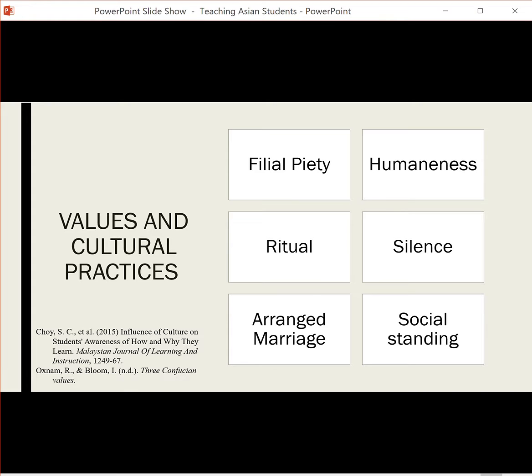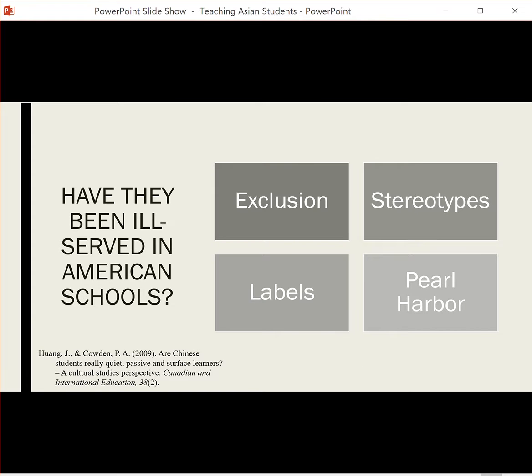Social standing. So that's the wealth, occupation, and education that dictates your social standing. If you're on the poorer side of the community, and you have a not welcomed, you could say, occupation, like cleaning the streets, you're not going to have a high social standing. Have they been ill served in American schools? I want to say yes, but it is getting a lot better.